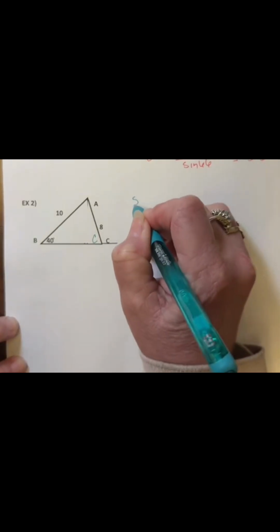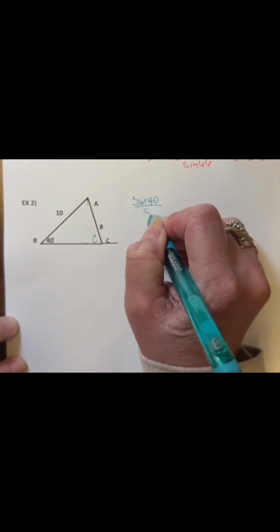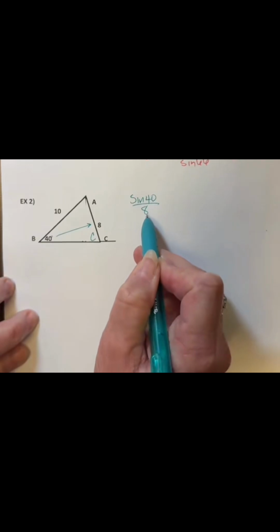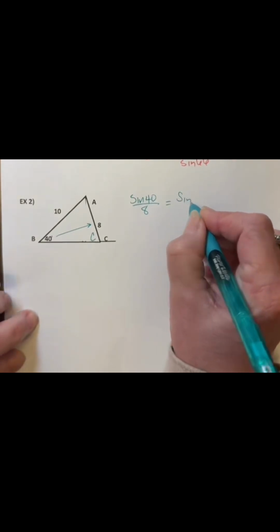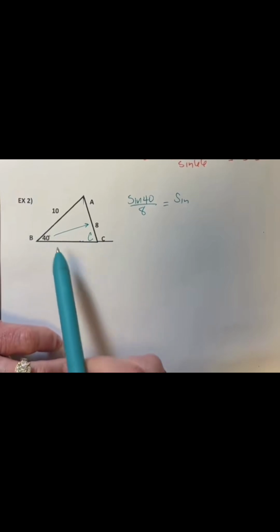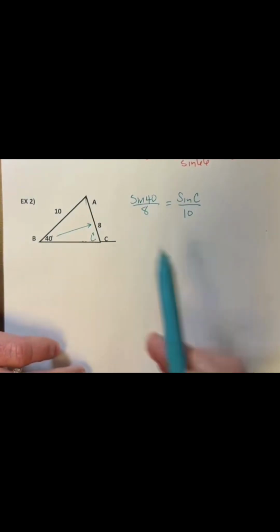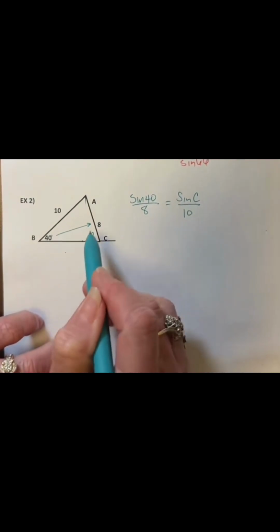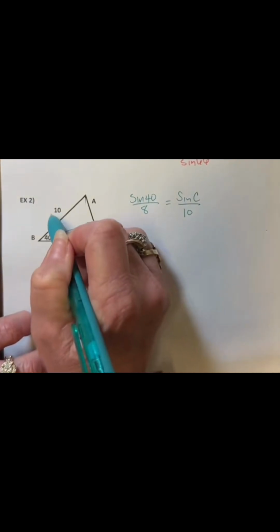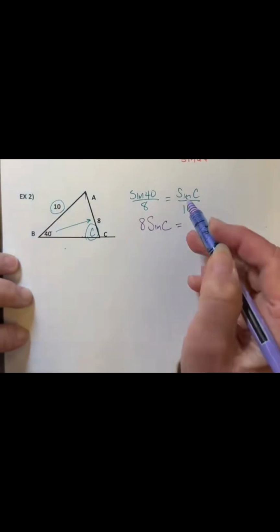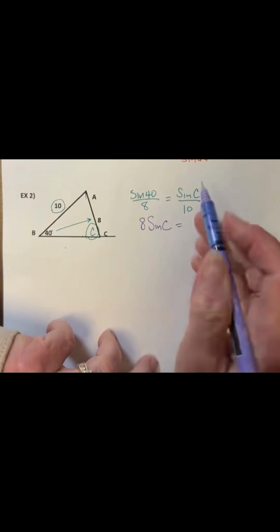So we're going to do sine of 40 over 8, because that's the given, that's the one we're always going to use, equals sine of C over 10. We can do A or B. Well, we don't have side A, so this is why we want to find C, because it has the side across from it. Then we cross multiply. 8 times sine C. I always put the variable on the left. Doesn't really matter what order.